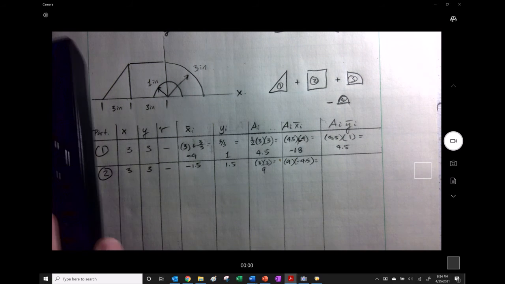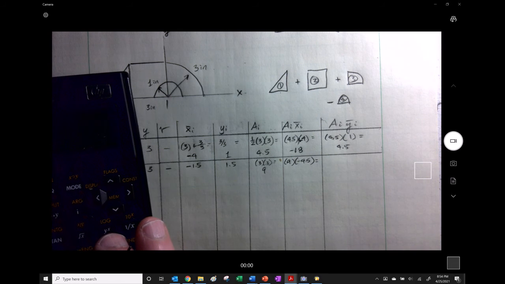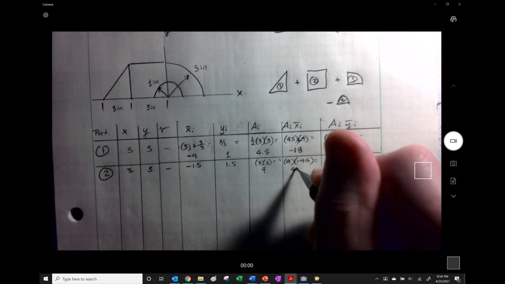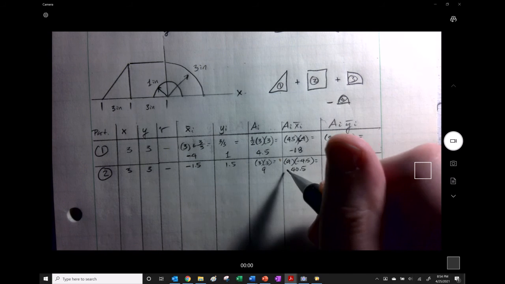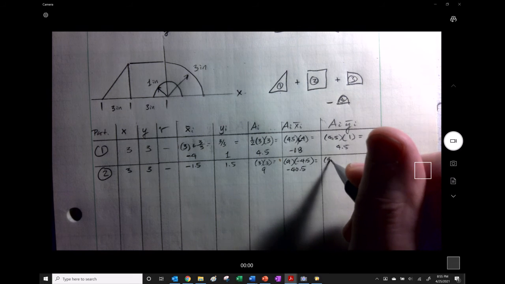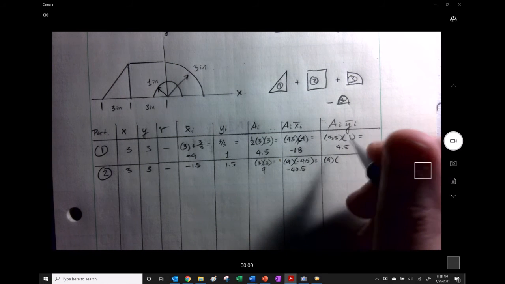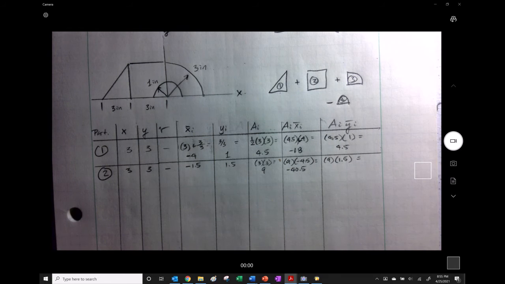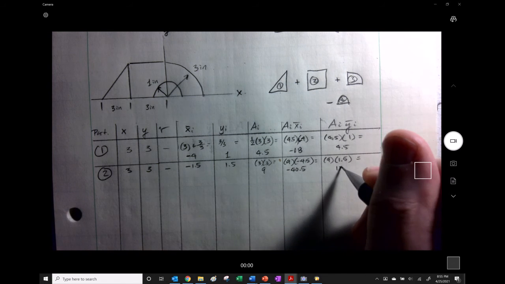And so that is 40.5. Negative 40.5. And then here we're going to have a 9 times 1.5. And 9 times 1.5 should be, is it really 13.5? Yeah, it makes sense. Okay, 13.5.